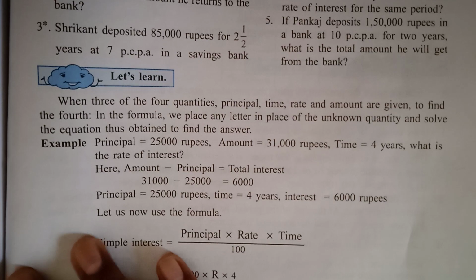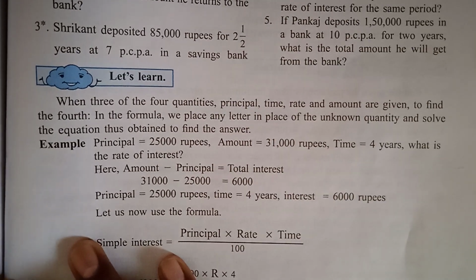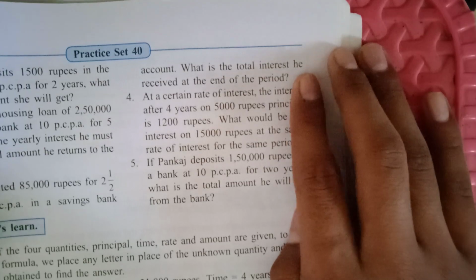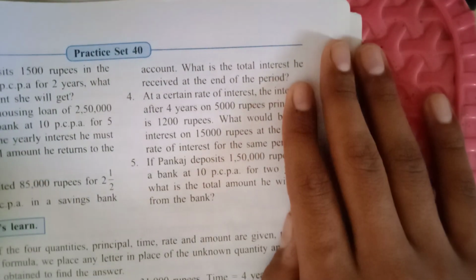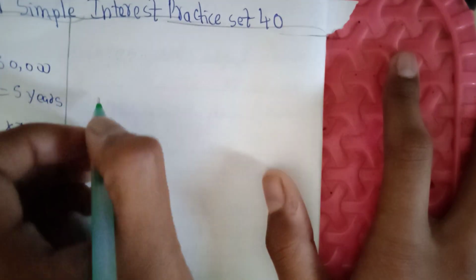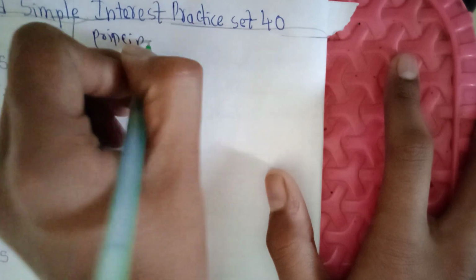Question 3. Shrikant deposited 85,000 rupees for 2.5 years at 7 PCPA in a savings bank account. What is the total interest he received at the end of the period? So let's find. First of all we will write the principal. What is the principal?